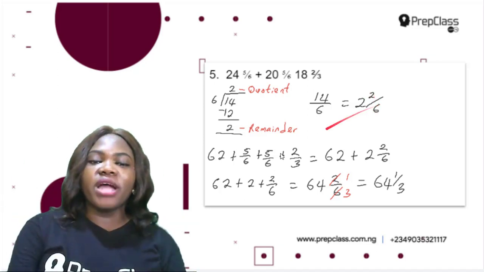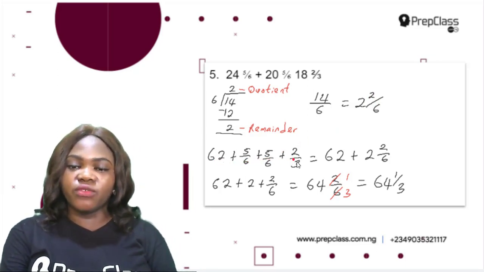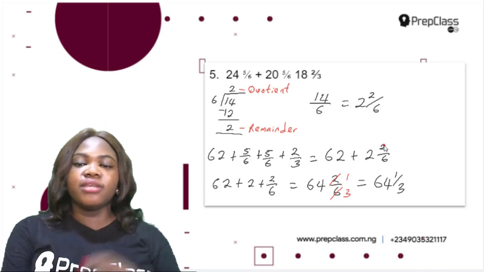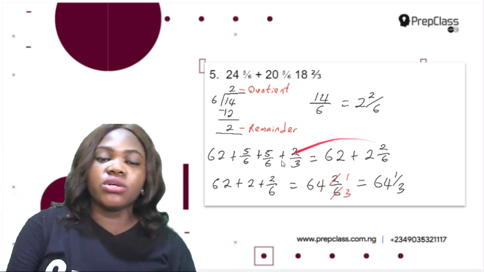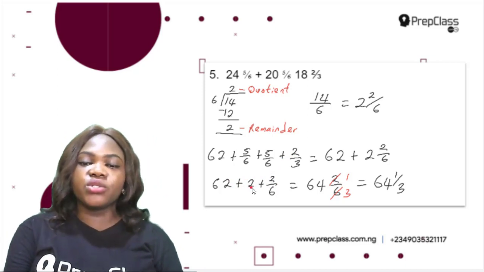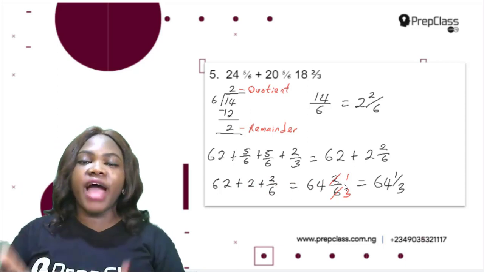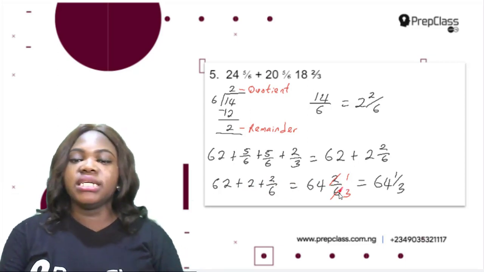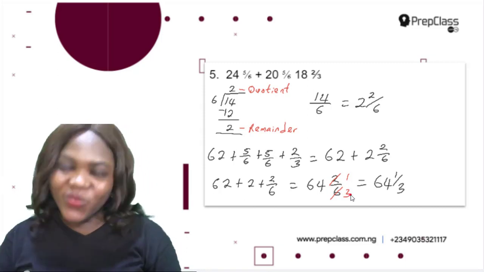So remember, what we're trying to do here is 62 plus 5 over 6 plus 5 over 6 plus 2 over 3. So now we have 62 plus 2 whole number 2 over 6. Now we can add the whole numbers and then add it to the fractions. So 62 plus 2 is 64, plus 2 over 6. We have to simplify 2 over 6 to its lowest term. 2 divided by 2 is 1. 6 divided by 2 is 3. So now we have 64 whole number 1 over 3.